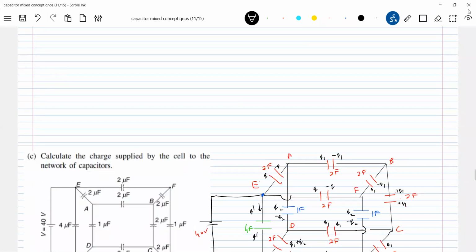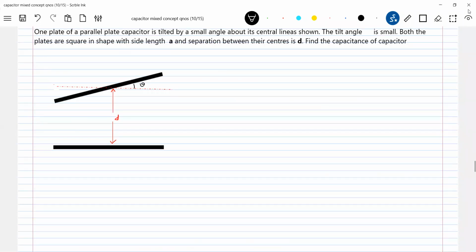Okay, let's take the other one. Yeah, this is like, one of the plates is tilted. Different, again in parallel plate, the conditions he has brought. One of the plates is tilted.